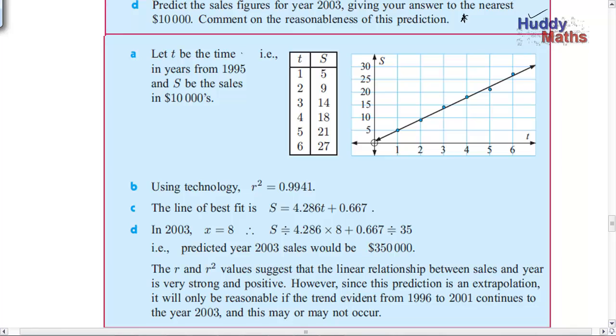Let T be the time from 1995 and S be the sales. Notice you generally don't put 1995, 1996, the numbers are too big. So usually measure it from a fixed starting point, and time means in simple years from that time. And we get a nice graph. And R squared is high, line of best fit from the calculator is that.